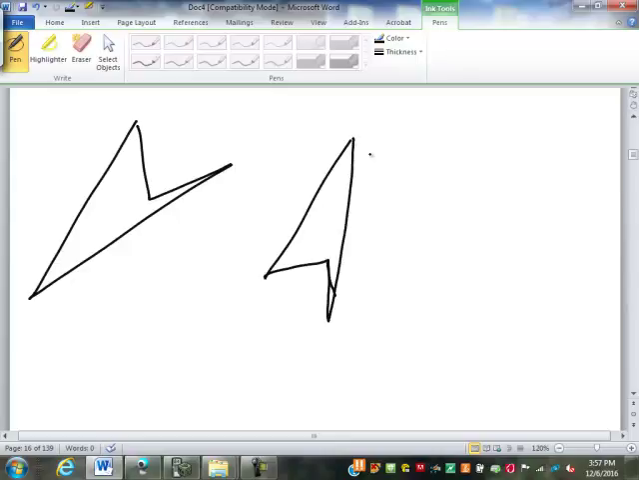So let's say these are what we call similar figures. Similar figures means one's a reduction or enlargement of the other. These don't look much like it, but pretend.